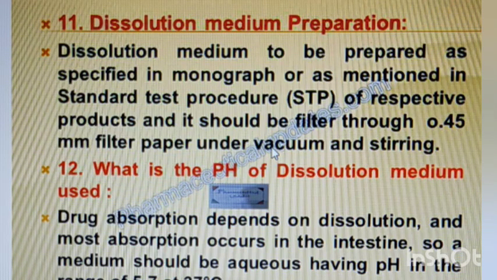What is the pH of the dissolution medium used? Drug absorption depends on dissolution, and most absorption occurs in the intestine. So the medium should be aqueous, having a pH in the range of 5 to 7 at 37 degrees centigrade.